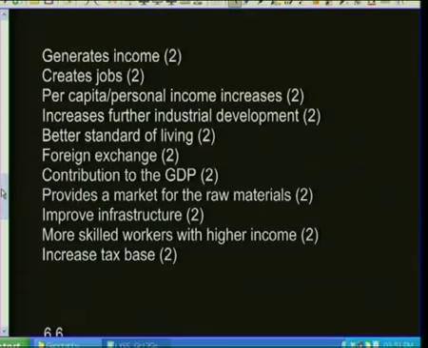So as we've said, it generates income, it creates jobs. What that does is, by having income and employment, people are then able to take that money, go and buy other products. It has a knock-on effect. By buying other products, you're supporting other industries. Those other industries can employ more workers. Employing more workers means those workers have money. Those workers then go and buy more products, and so on and so on and so on.